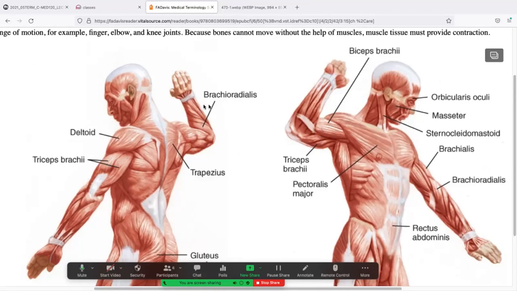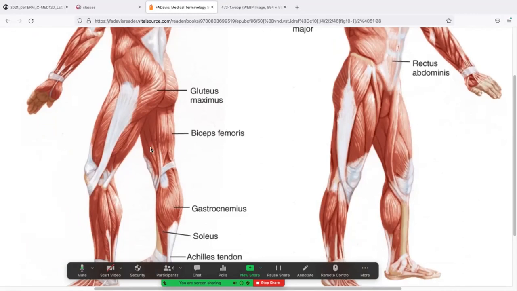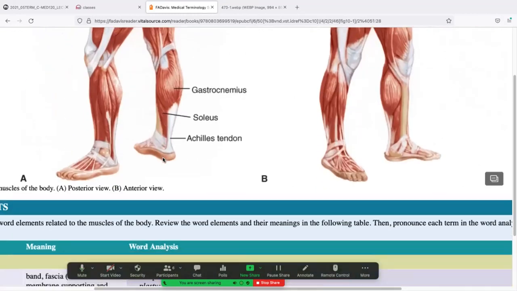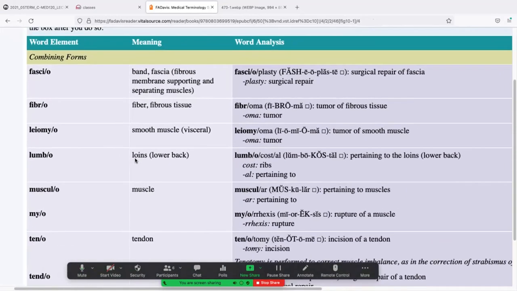Your brachioradialis has to be a muscle that connects your brachium or your upper arm, which is right here, to your radial bone, which is the bone closest to your thumb. So you can see how it comes here from the upper arm and then goes down this way. You have your biceps femoris, your femoral, which is the largest long bone in your body. That's right here, the femur. Okay, biceps femoris. So let's start looking at some words.